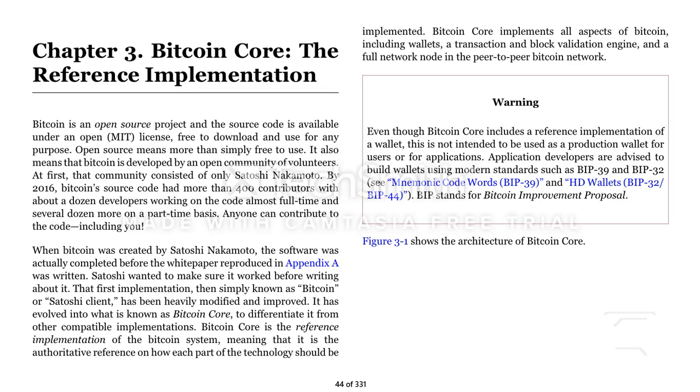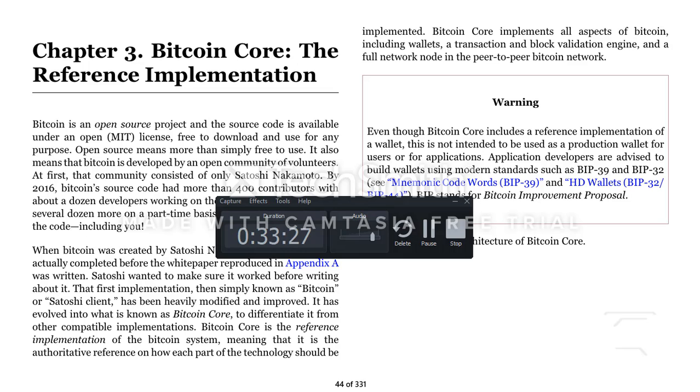Chapter 3: Bitcoin Core, the reference implementation. Bitcoin is an open source project and the source code is available under an open, MIT, license, free to download and use for any purpose.